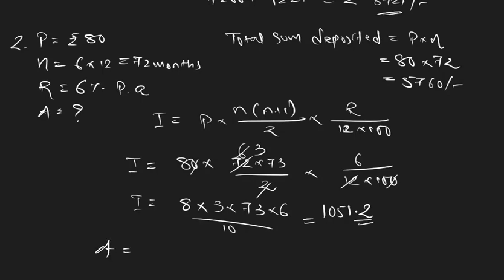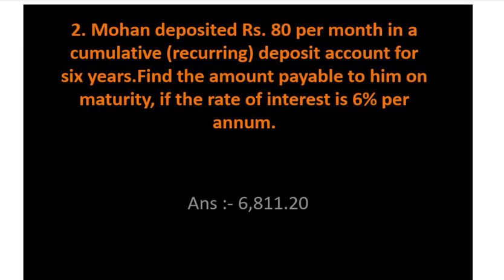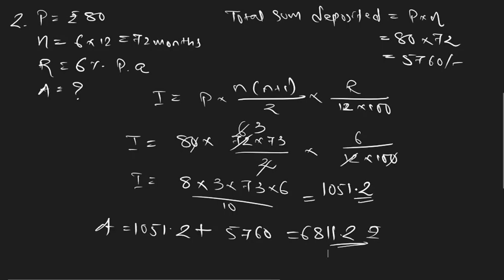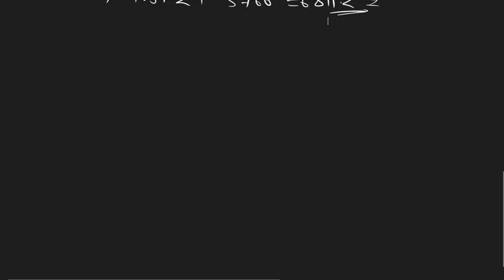I have to find the amount on maturity. So 1051.2, that is the interest, plus 5760 is 6811.2 rupees. This is the amount on maturity which Mohan will get. Let's check the answer. 6811.20. You must write 0 because it's 20 paise, right? So the next question. Let's come on to the next question.